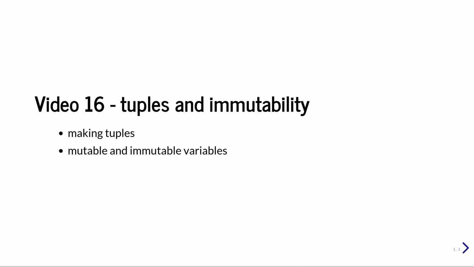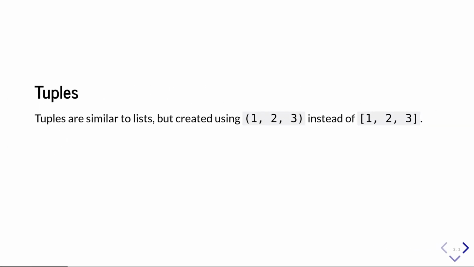This video is going to be about a new Python type called tuples, which are very similar to lists in some ways. But there's also an important difference, which is that tuples have a property called immutability, while lists are mutable. And in the second part of the video, we're going to discover what mutable and immutable mean. So let's begin with how to define tuples.